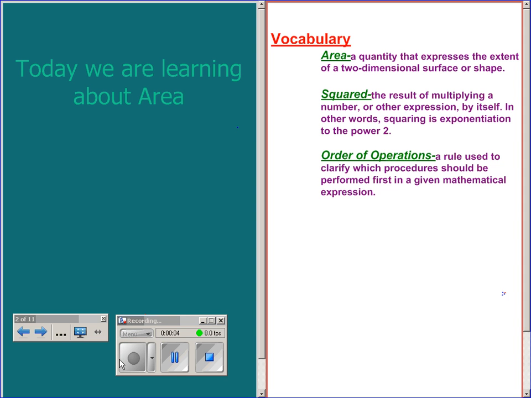Today we will be learning about area. Some vocabulary we will be using is area, a quantity that expresses the extent of a two-dimensional shape or surface. Squared, the result of multiplying a number or other expression by itself. In other words, squaring is the exponent to the power of 2.